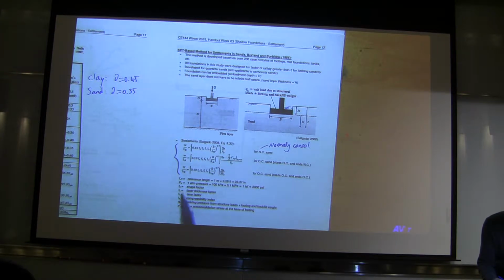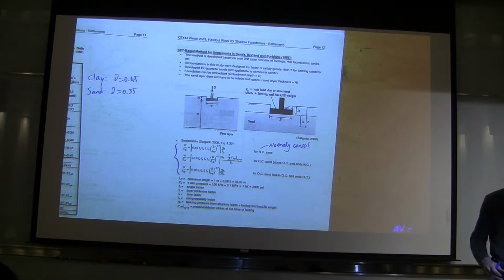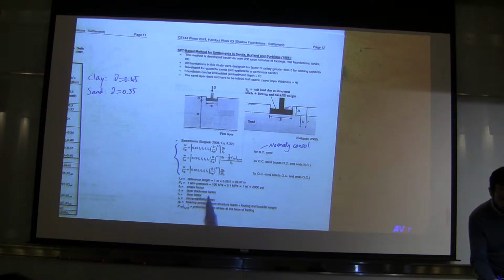So PA is just one atmospheric pressure, depending on what unit you use for that number. Fs is the shape factor. All the definitions for all these are outlined in the next page. But Fl is the layer thickness factor. Ft is the time factor.